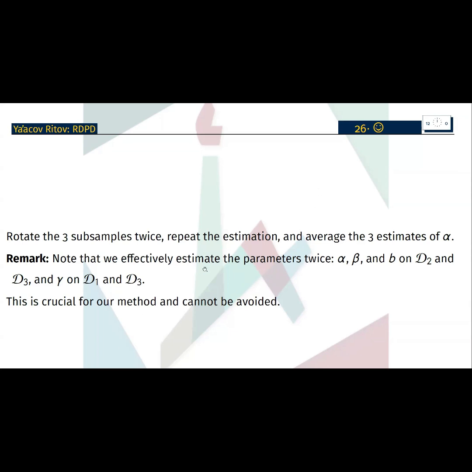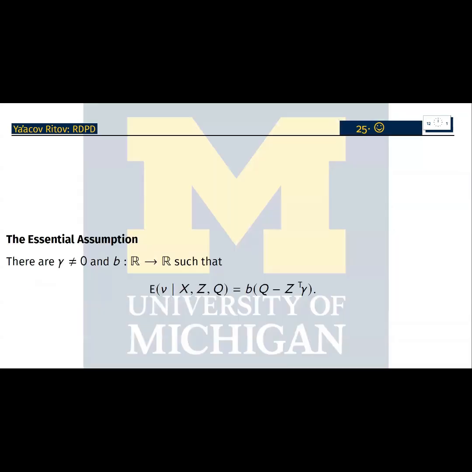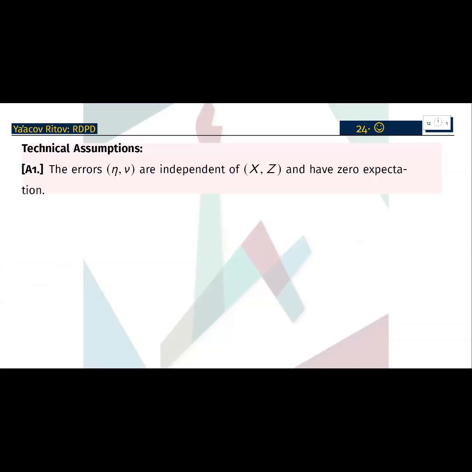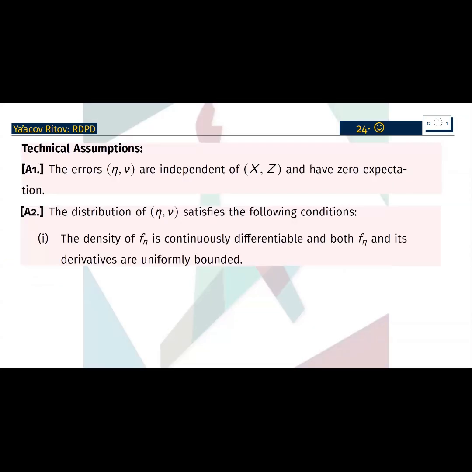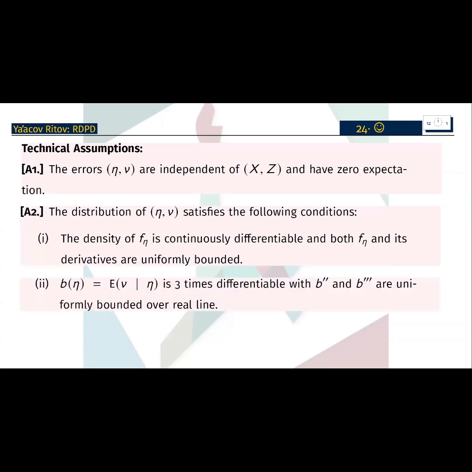So basically, we effectively estimate the parameters twice, both alpha, beta, and B on D2 and D3, gamma on D1 and D3. This seems to be redundant, but it's not. We don't know how to avoid it. That's the way we did it. And as I said, the essential assumption is gamma is different from 0. The rest are technical, so I'll just pass them. It is just to claim that we have technicalities, we do technical stuff, not only talk.